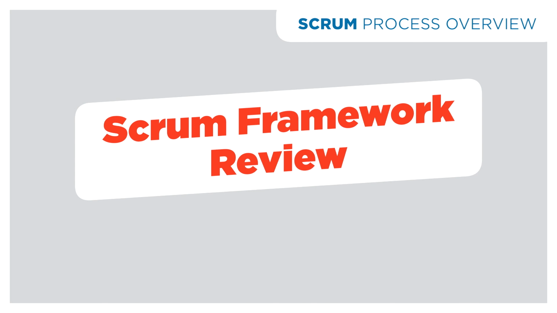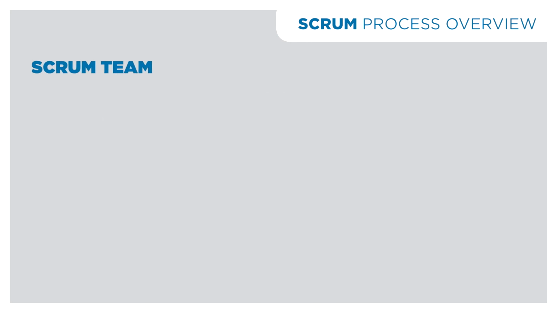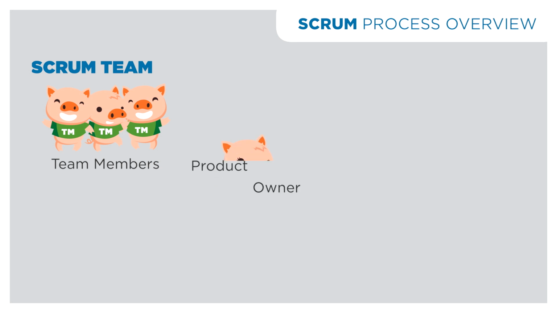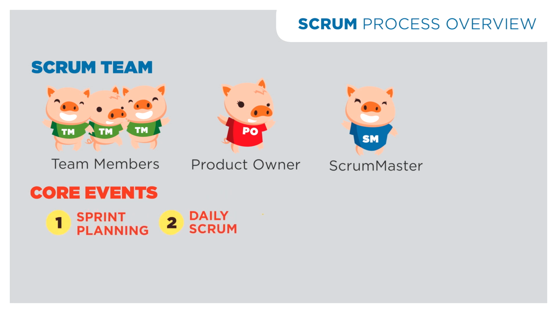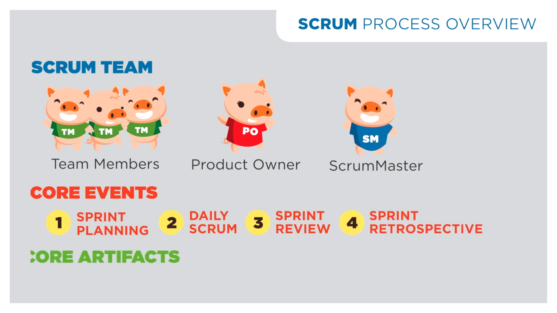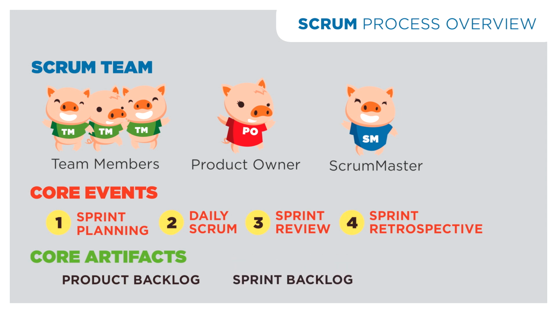Now we've pulled it all together, we have the Scrum team, our team members, our product owner, and our Scrum Master. We have our core events, our sprint planning, our daily Scrum, our sprint review, and our sprint retrospective. We have our 3 core artifacts, our product backlog, our sprint backlog, and our product increment.